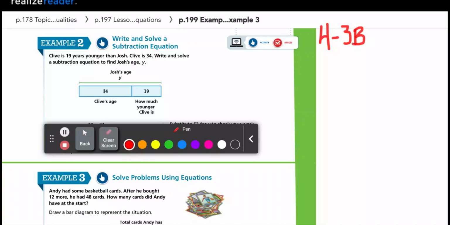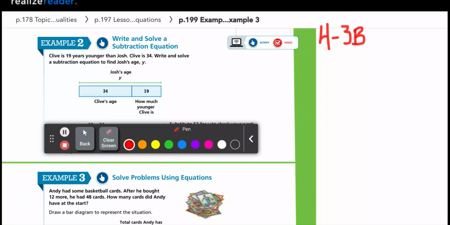This is lesson 4.3b. We are going to continue writing and solving addition and subtraction equations. Let's start by looking at example 2. It says Clive is 19 years younger than Josh. Clive is 34. Write and solve a subtraction equation to find Josh's age.